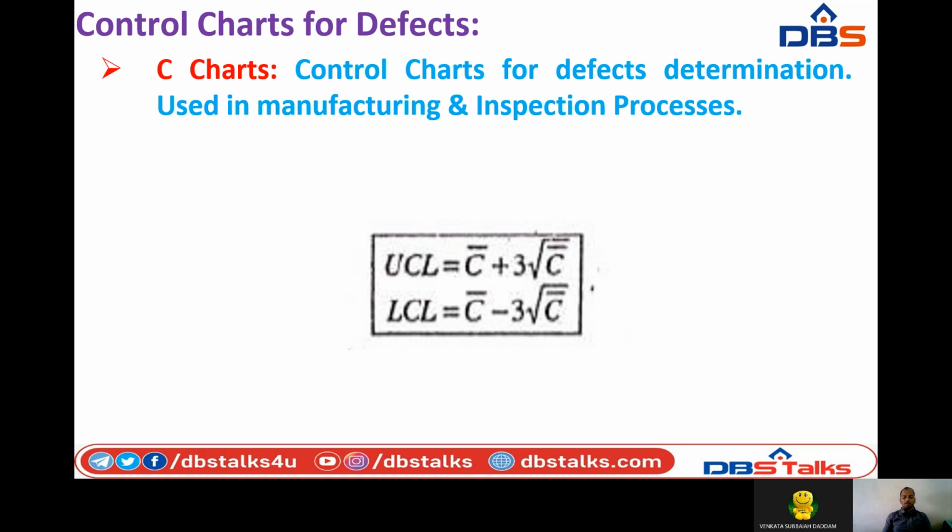So finally, the upper control limit and lower control limit of C charts will be calculated with the formula: UCL equals C bar plus 3 root of C bar, and LCL equals C bar minus 3 root of C bar. Next, M charts.